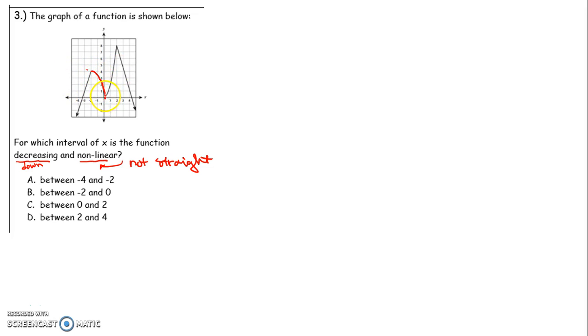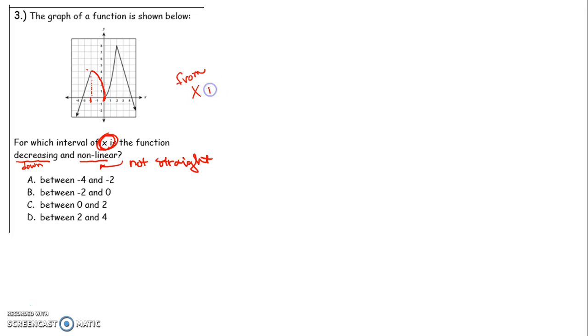That's decreasing, nonlinear. And they want to know what x values that is between. So if I go down here to the x-axis, it appears to be between here and here. And what are those x values? It looks like that's -2 to 0. So where is it decreasing? From x is -2 to x is 0.